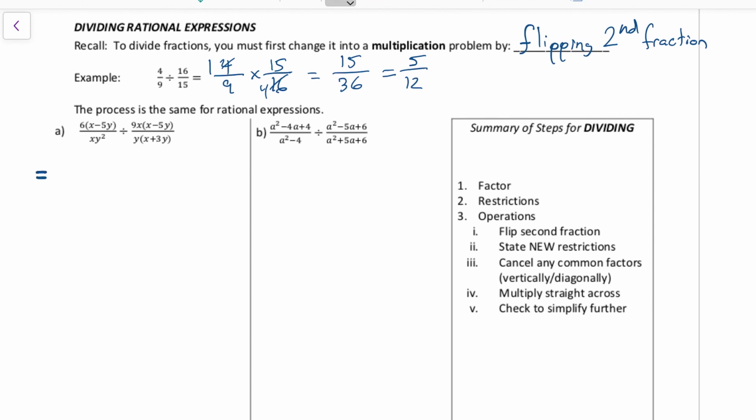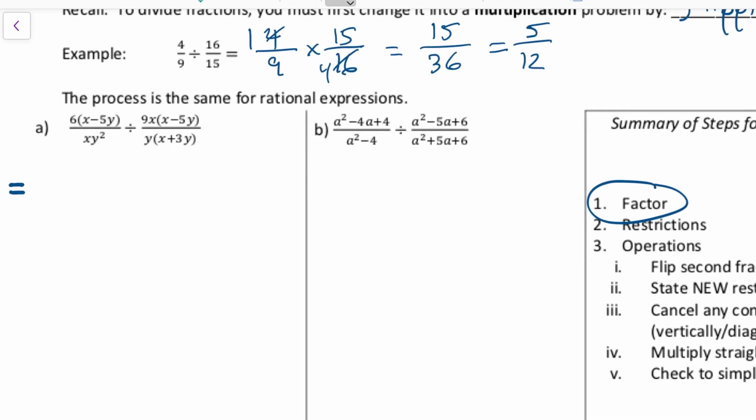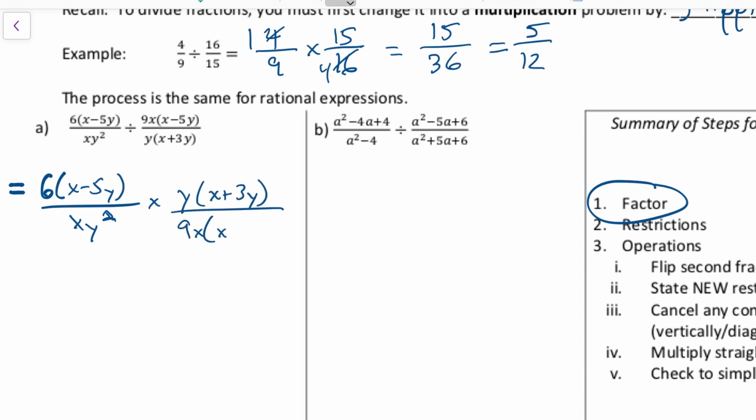So that same idea is going to apply when you have variables in your rational expressions. So always still look to factor. Number one thing is to factor. So when I look at this one, it looks like you should be able to factor, but I guess if you scan through, lots of x's and y's, but there's no common factors. So the first thing I'm going to do is I'm going to flip the second fraction. So that becomes times, and then y over x plus 3y, and then 9x over x minus 5y.